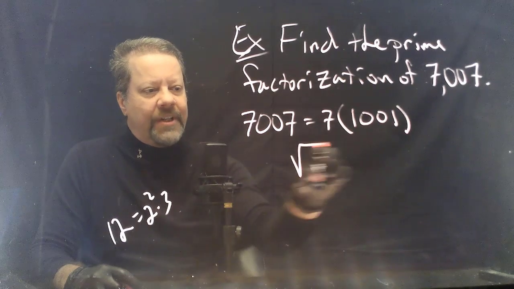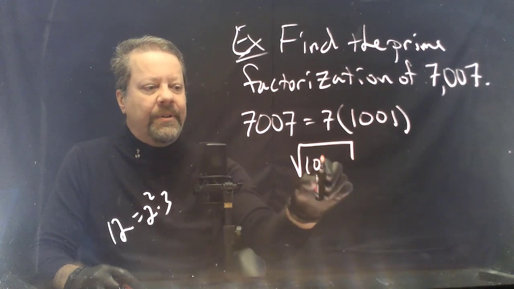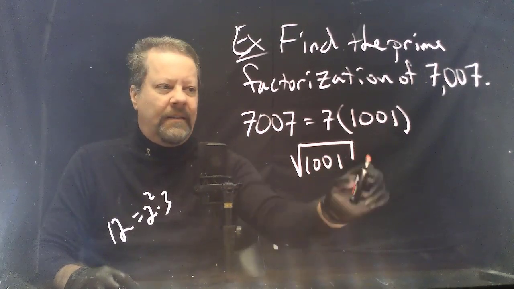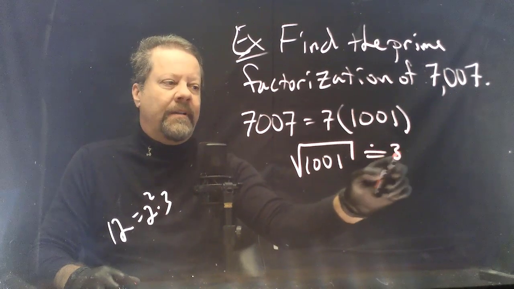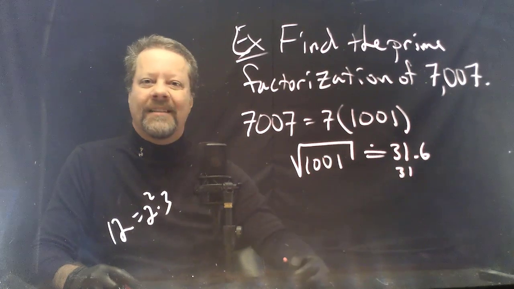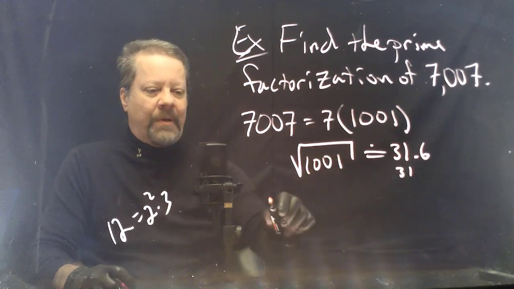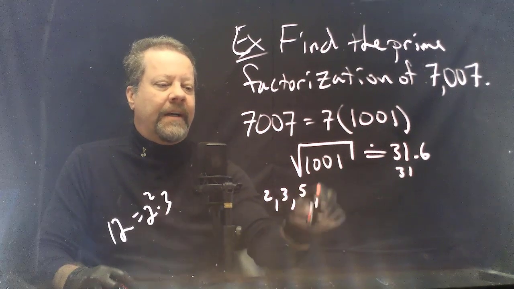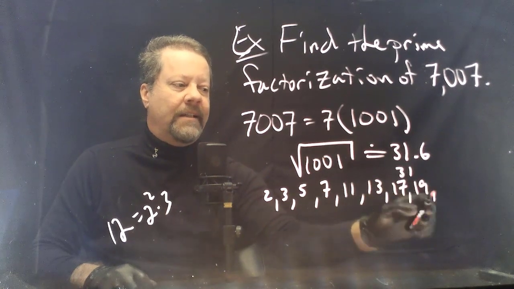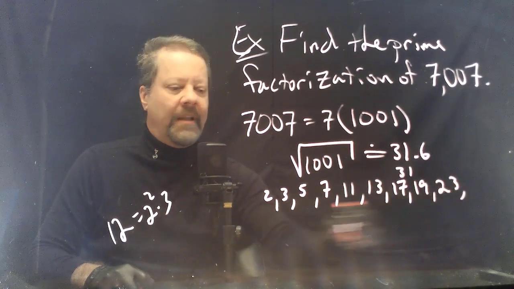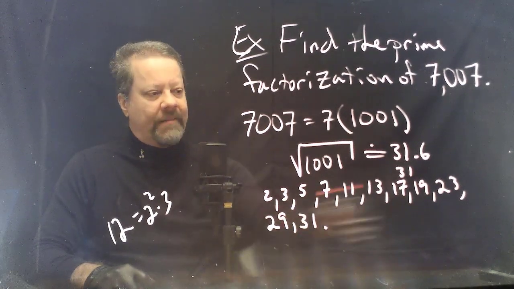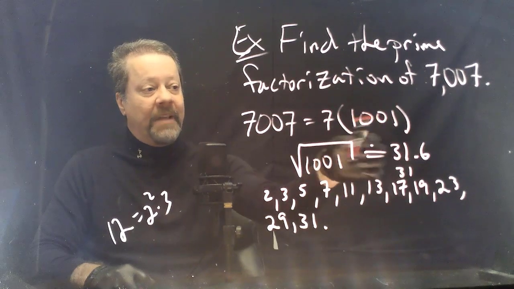We only have to check for divisibility by primes up to the square root of 1001, and that's roughly 31.6, so we only have to check primes up to 31. So what are those primes? 2, 3, 5, 7, 11, 13, 17, 19, 23, 29, and 31.